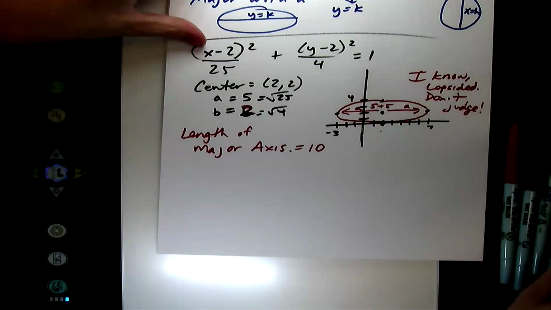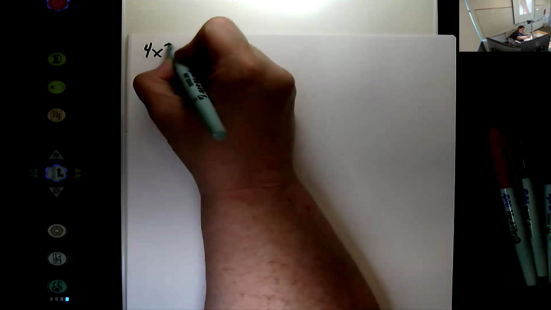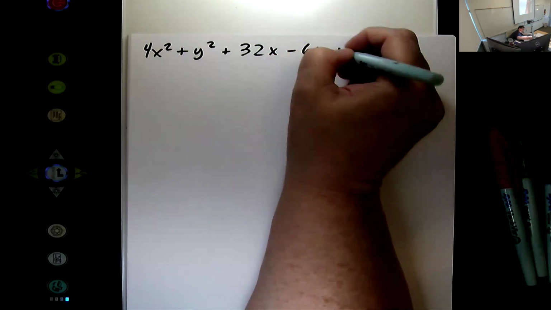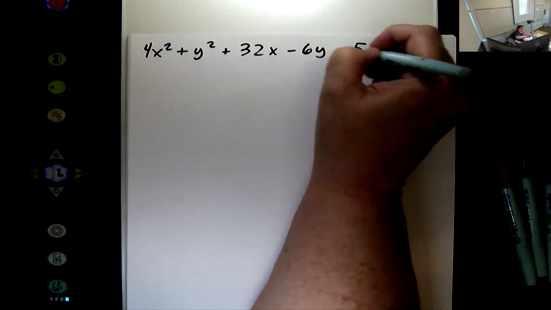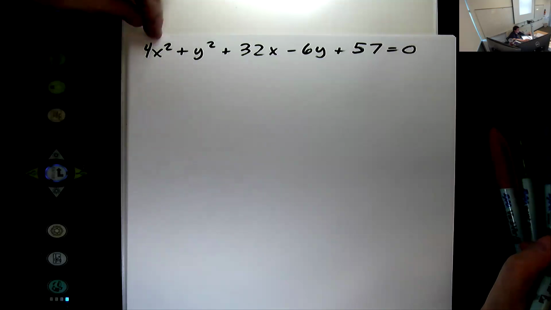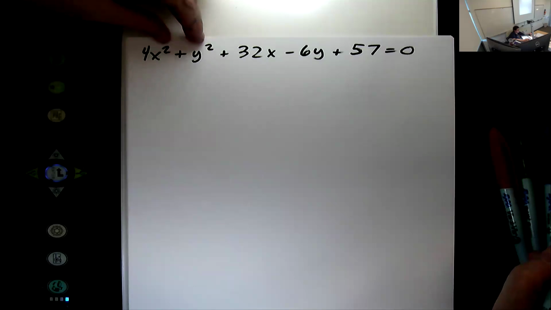Let's do a new page. I have an x squared and a y squared, which tells me it's gonna be one of these roundish looking things, or a hyperbola, which you haven't covered yet. We have different coefficients on x squared and y squared, so this is gonna be an ellipse.